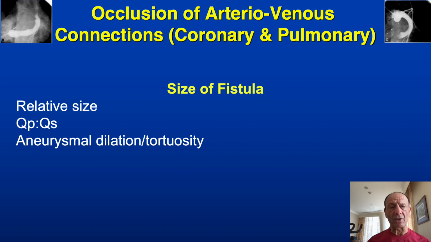You may measure the QP to QS ratio, but I want you to be aware that the amount of blood that supplies the entire heart, which is the coronary flow, is about 5% of the entire cardiac output. So QP to QS in the majority of patients will not be large, except if the fistula is really huge, similar to the case that I will share with you later. Also, you look at the aneurysmal dilatation or tortuosity of the fistula.